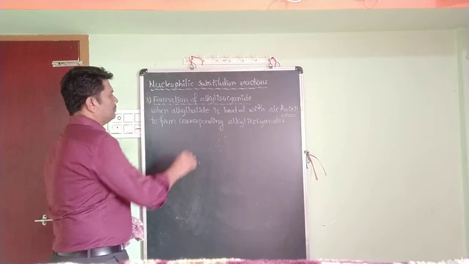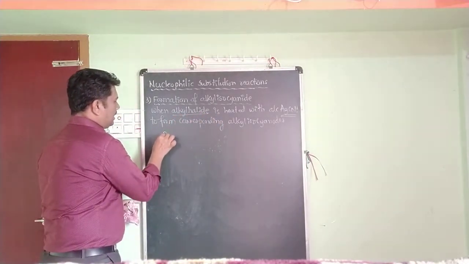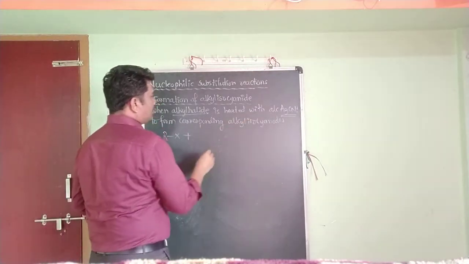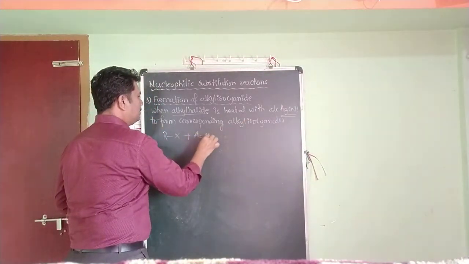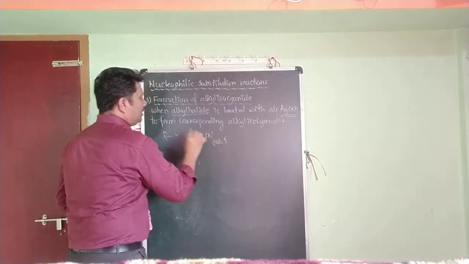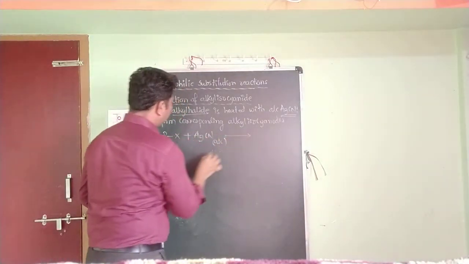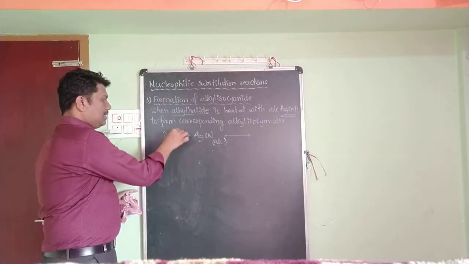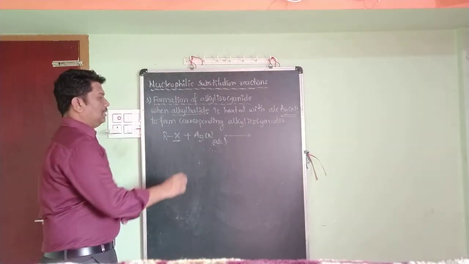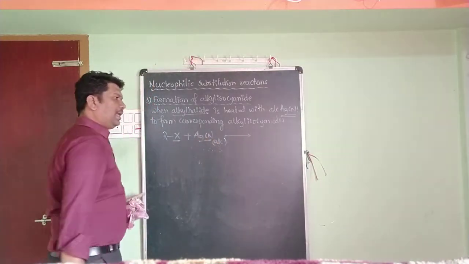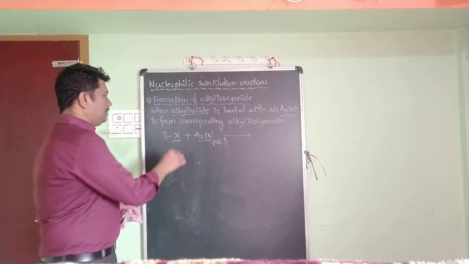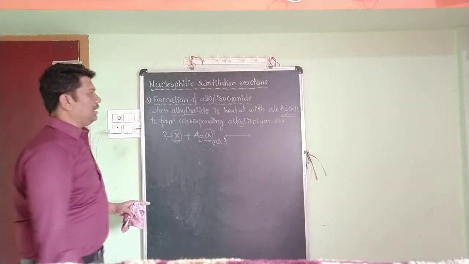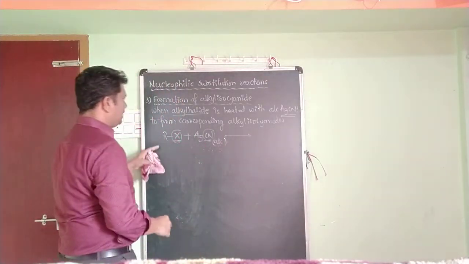See the reaction now. Alkyl halide, represented by RX, plus silver cyanide, that is AgCN, alcoholic silver cyanide. As usual, X is a halogen atom, a weak nucleophile. And here CN is a strong nucleophile. The weak nucleophile is substituted by the strong nucleophile, and there is a formation of alkyl isocyanides here.